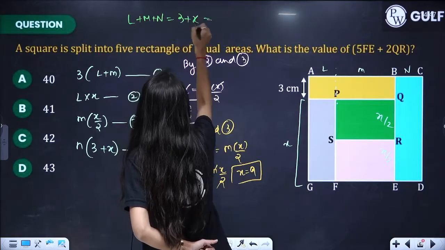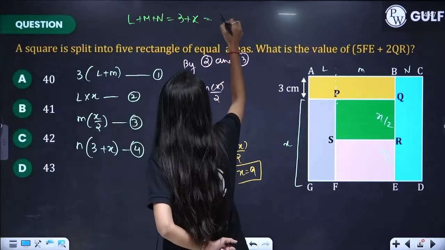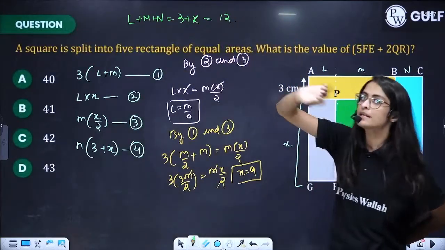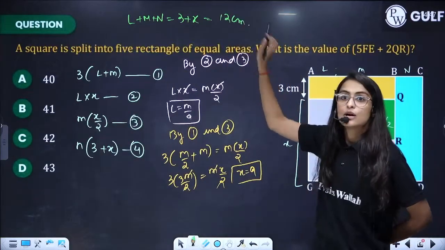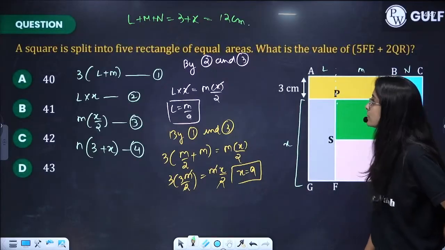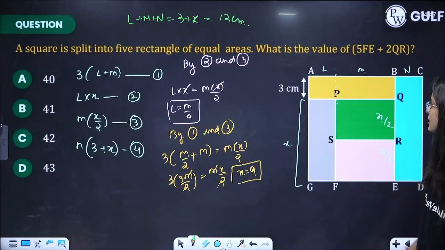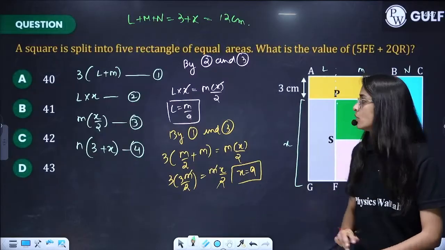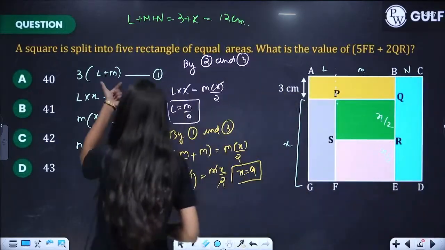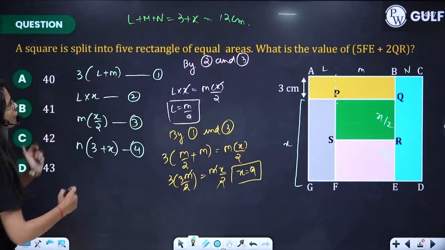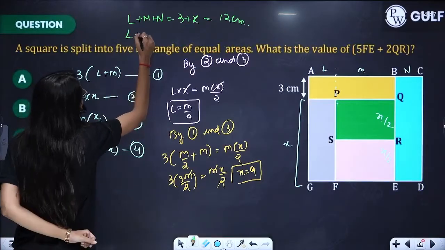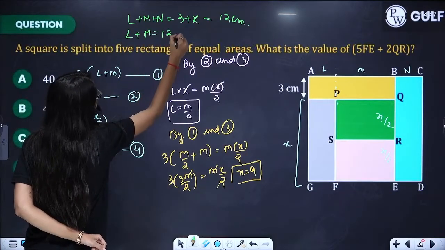Now you have the value of x. So that would be 3 plus 9 equals 12. So you have obtained the side of the square, that is 12 centimeter, if you are keeping it in centimeter. Now, later on, can I obtain this l plus m from this particular thing? So l plus m is equal to 12 minus n.